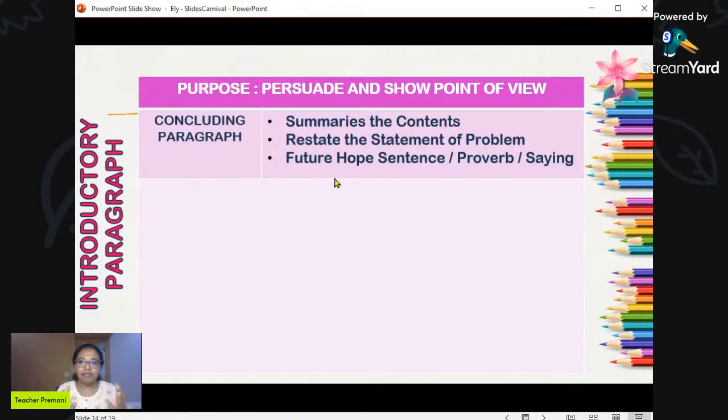It's an example I'm giving you: the internet will be useful if the user uses it wisely. If they don't, they will face a lot of disasters or problems. So if you can think of any problem, just write. If not, just put a full stop there. You understand now? So come up with something simple but packed. When I say simple, I don't mean simple sentences. Packed with the summary, the restated statement of problem, and a future hope sentence.